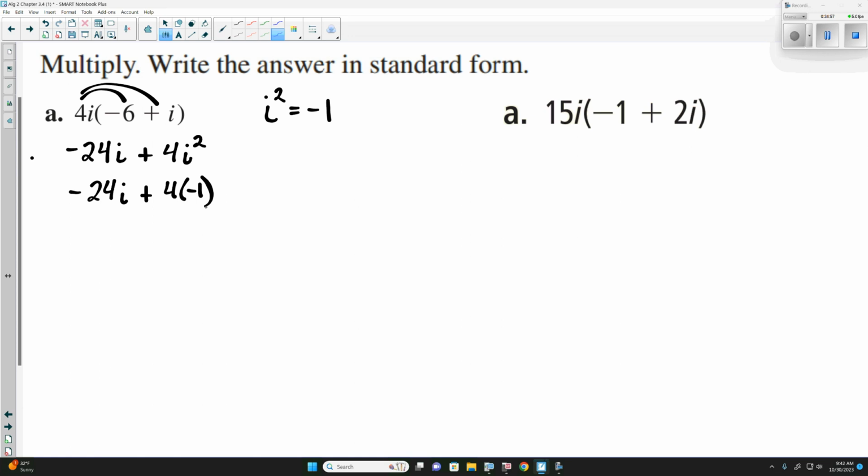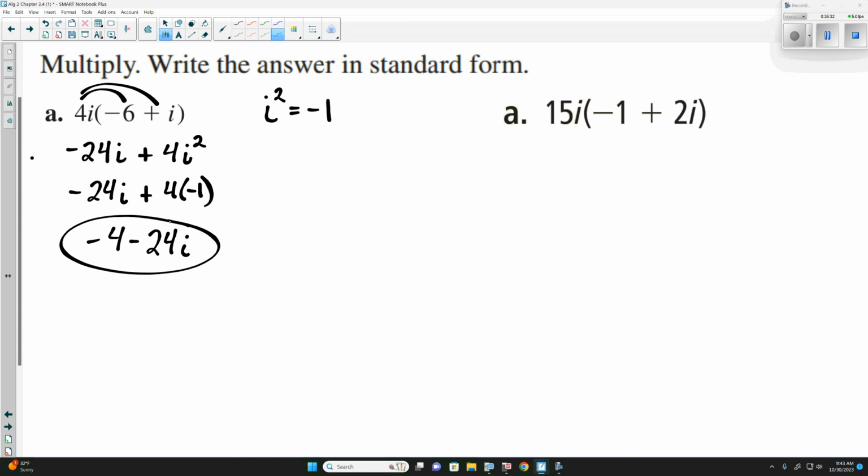So we'd have negative 24i plus 4 times negative 1, which is negative 4, and we get this here. Now, normally when we write it, we want the term without i first. Our real part goes first, our term with i goes second. That's just the standard form for writing these. Questions on this here? Feel good with the first one?